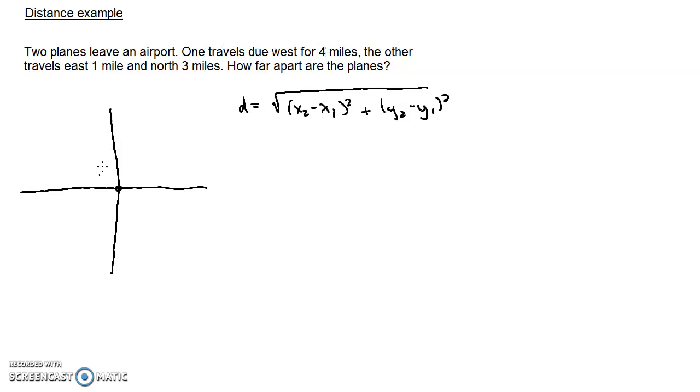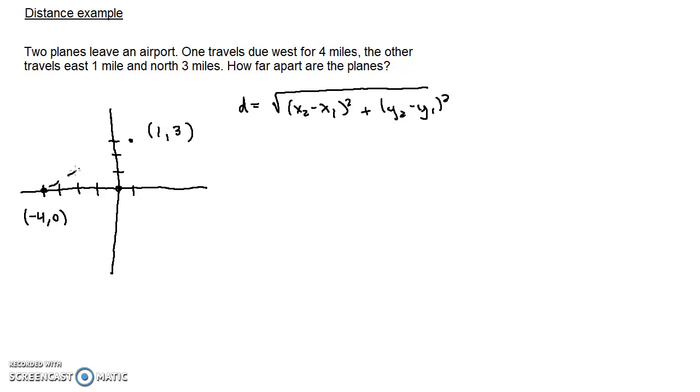We have one travels due west for 4 miles. Okay, so that one's going to be here. That puts us at the point -4, 0. One goes east 1 mile and north 3 miles. That puts that plane here at 1, 3. Okay, so taking this information and putting it onto a graph gives us something that we can work with, and that's a pretty common strategy.